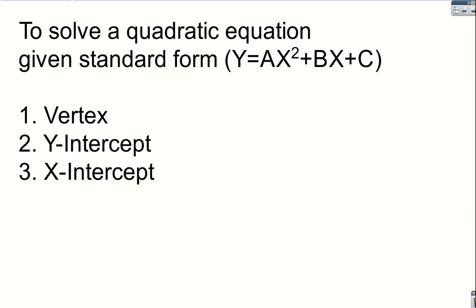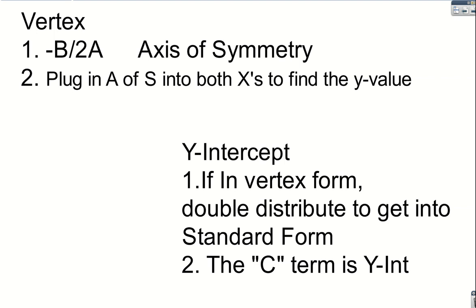As a quick reminder, to get our vertex, the first thing we have to do is plug it into our equation of negative b over 2a, but this will only give us our axis of symmetry. We then have to go back and plug it in to our standard form equation to find the y value, and that will be our vertex. Just so that we have a reminder, our y-intercept is in standard form. It's the very last term, our c term. That's going to be our y-intercept.